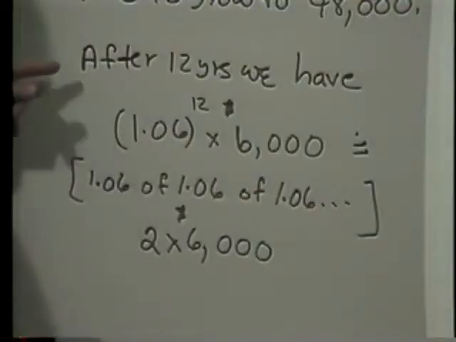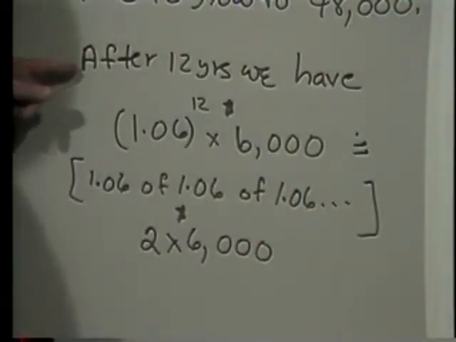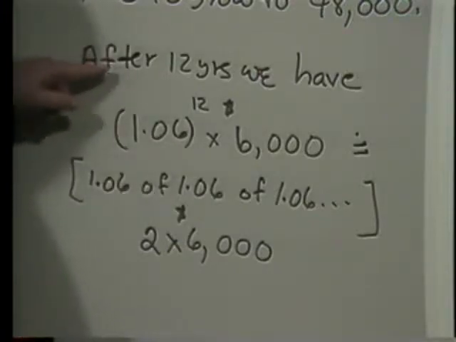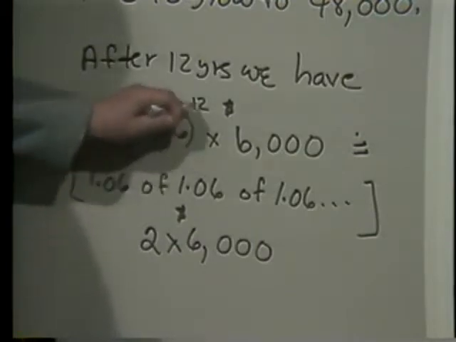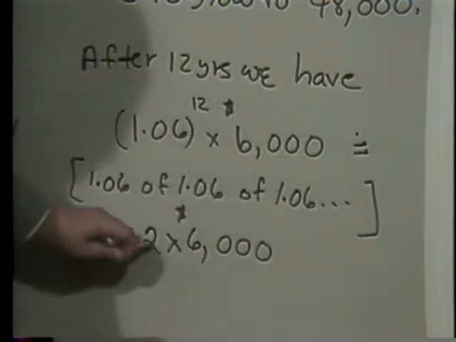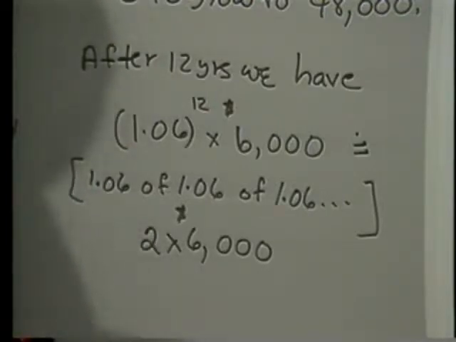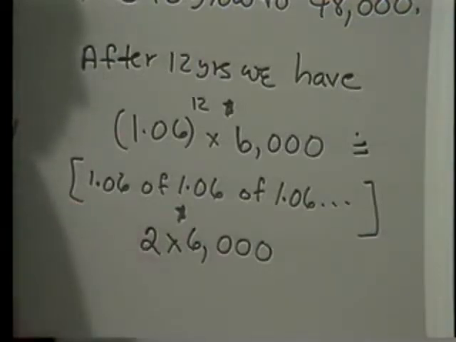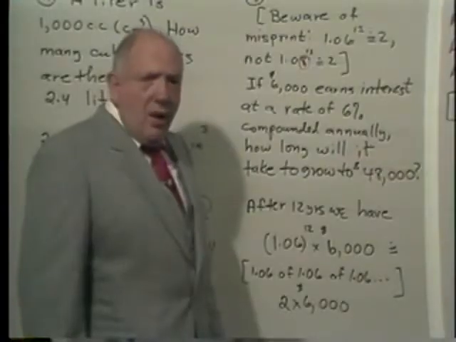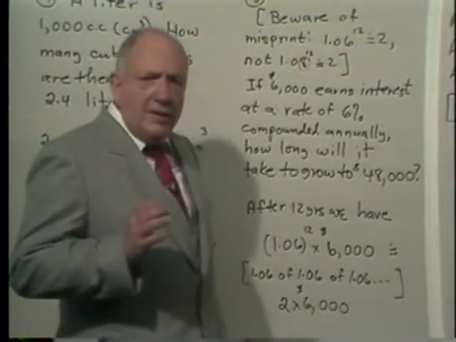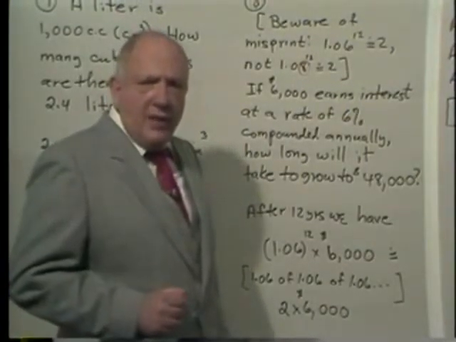In other words, when I tell you that 1.06 to the 12th power is approximately 2, remember after 12 years, how much money are you going to have? 1.06 to the 12th power times 6,000. But 1.06 to the 12th power is 2. And that says that what's happened? In 12 years, your money has doubled. What's going to happen next? See, if your money doubles in 12 years, every 12 years it's going to double if the rate stays the same.